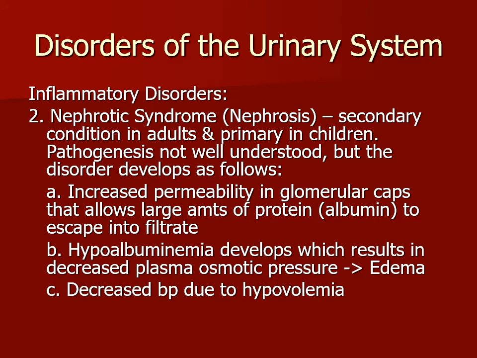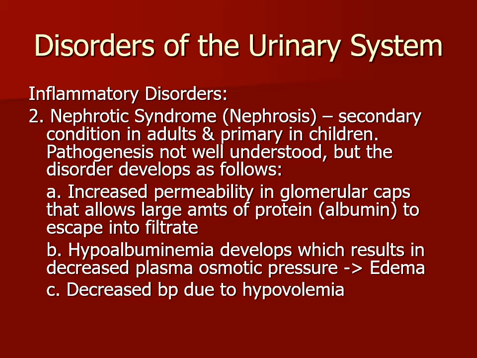Inflammatory disorders, continuing on, nephrotic syndrome, or also called nephrosis. It's a secondary condition in adults, but it's a primary disease in young children. The pathophysiology develops as follows. It's not really well understood, but what you see is abnormality in the glomerular capillaries. So it causes increased permeability that allows large amounts of plasma proteins, especially albumin, to escape into the filtrate.